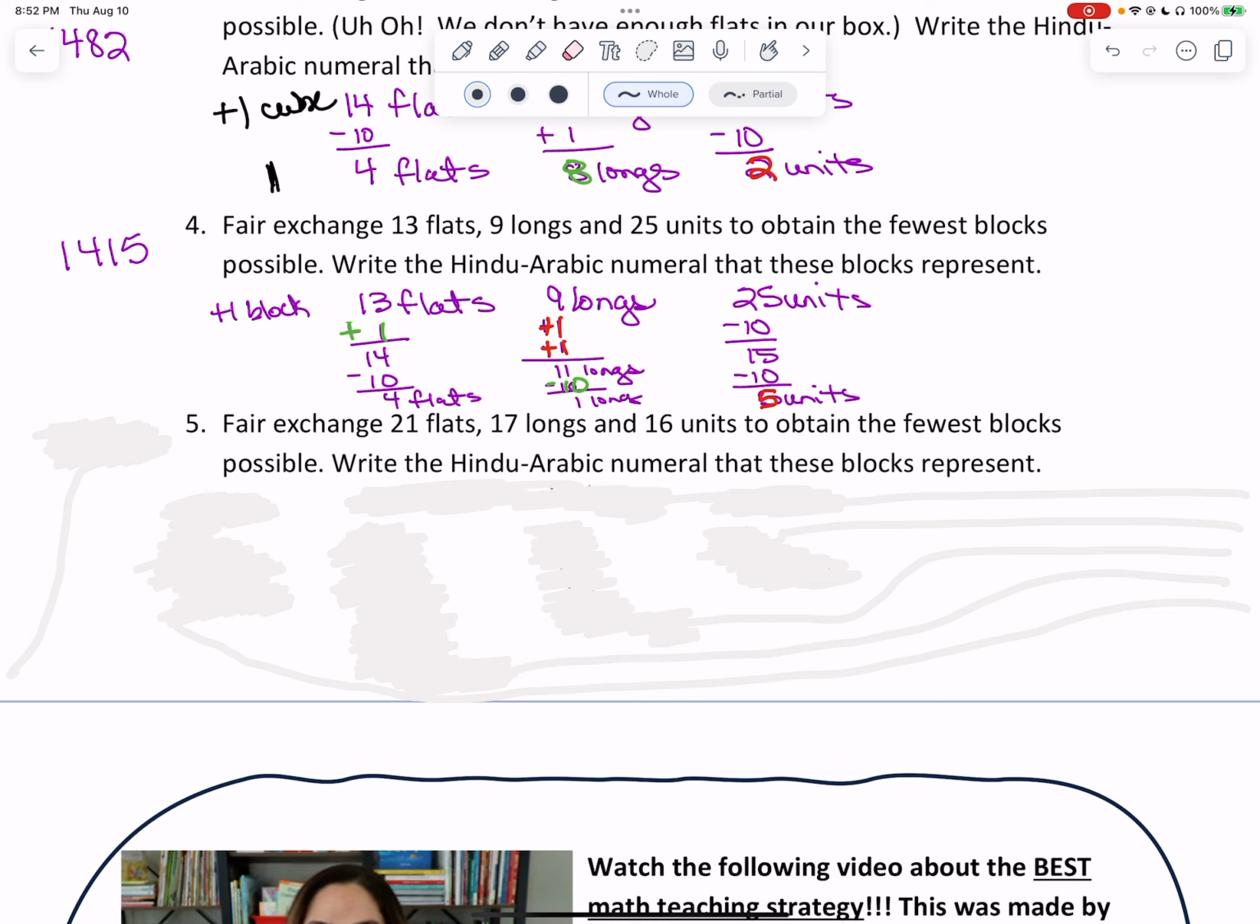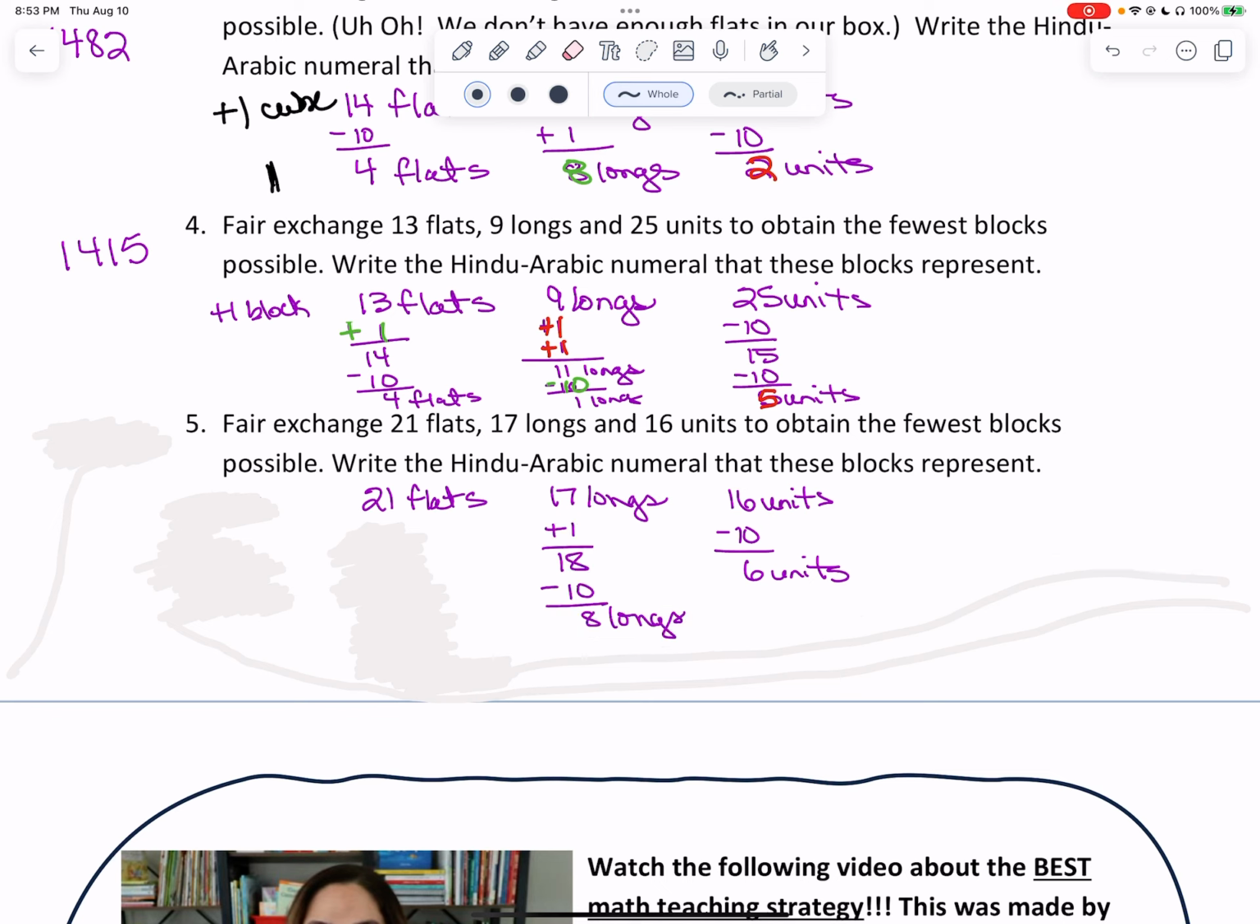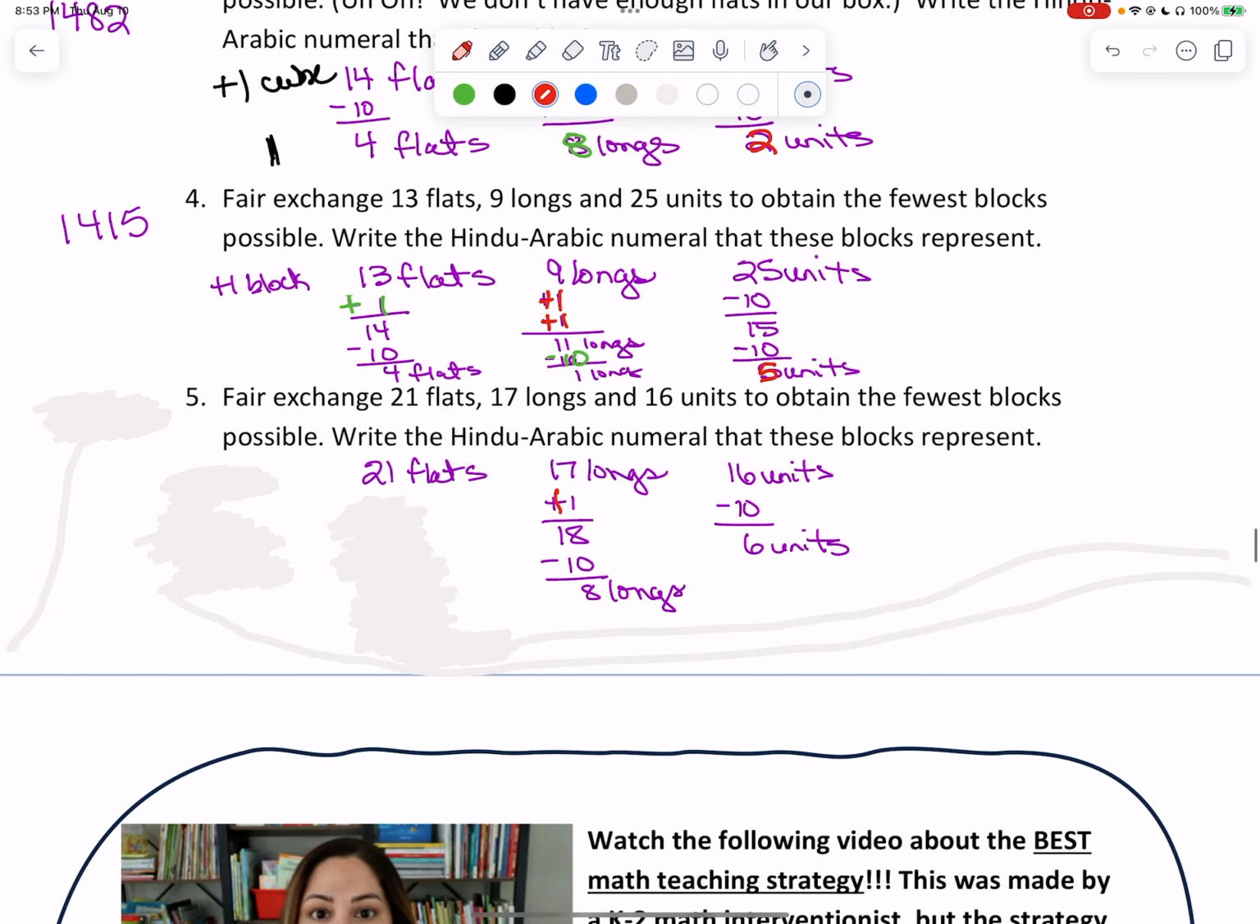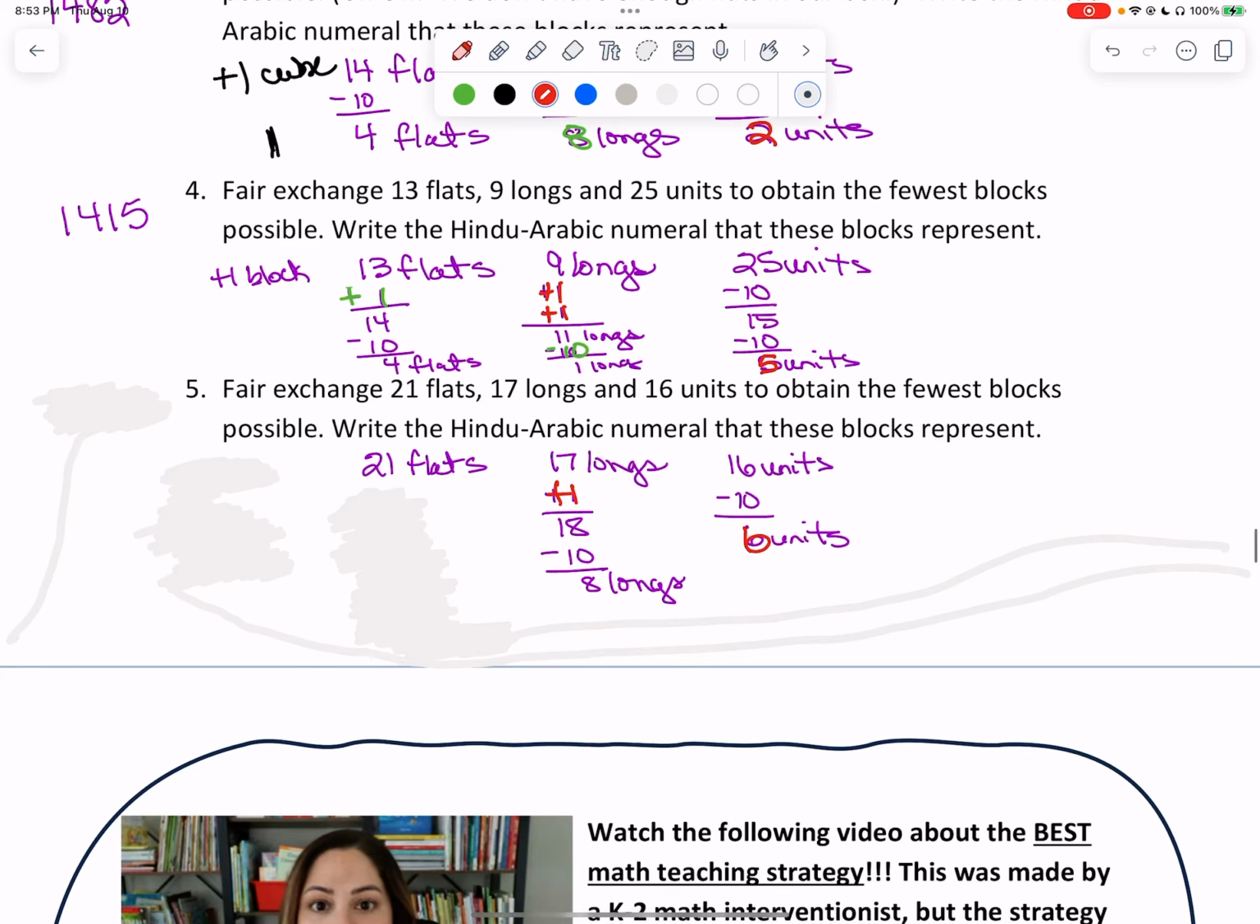Last one, 21 flats. We absolutely do not have 21 flats in our box. That's just a lot. It would take a long time for your students, even if they had those units. Anyway, so I've got 16 units. Notice I'm always starting at the units. I don't start over here, okay? I always start with your units. So I'm going to trade out 10 of those 16 for a long. So I'm going to subtract 10 on my chart, which will leave me with 6. At the same time that I subtract 10 is when I'm going to add my 1. Okay? So I got 6 there, and I add.